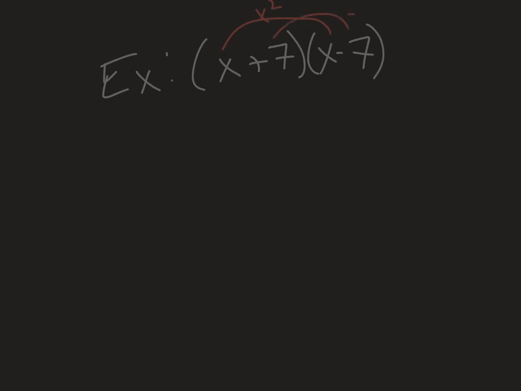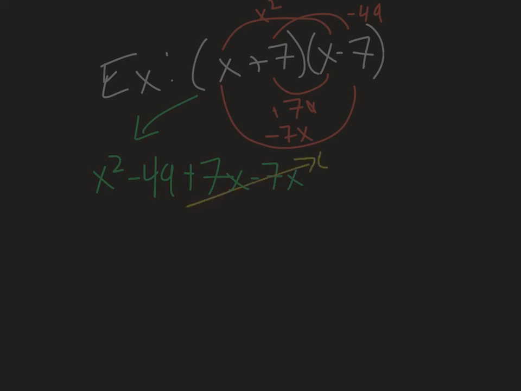7 times negative 7 makes negative 49. 7 times x makes 7x, and that would be positive. x times a negative 7 makes a negative 7x. So if I write this out, I'm going to have x² − 49 + 7x − 7x. Now these 7x terms cancel. They'll go to 0, because positive 7x minus a 7x makes 0, leaving me just x² − 49.